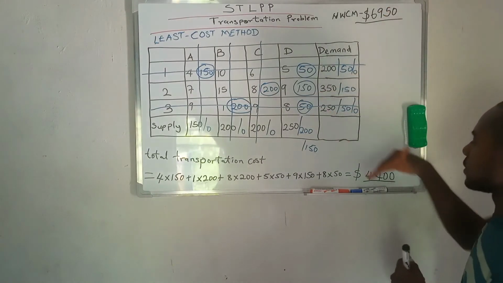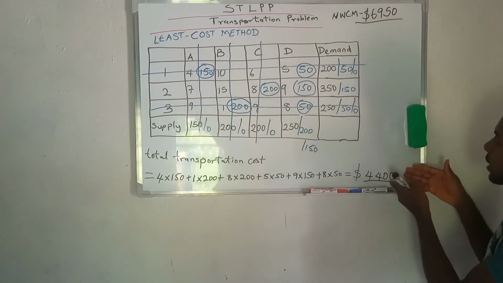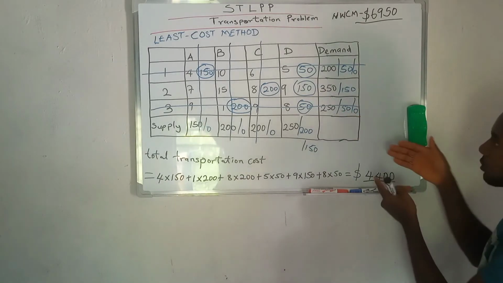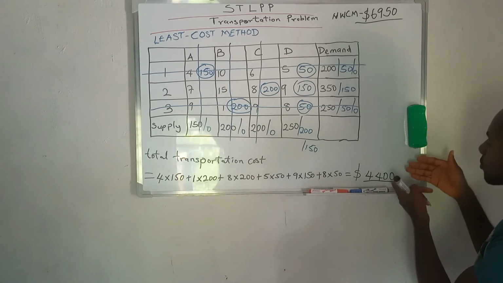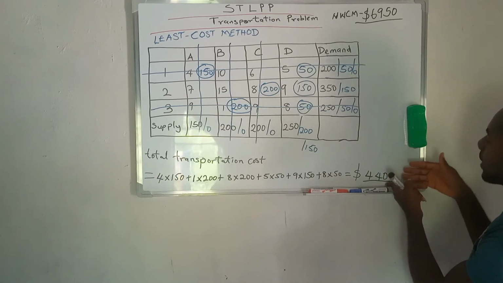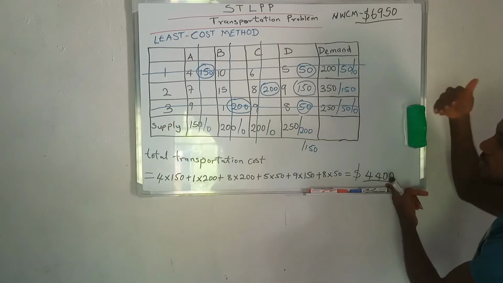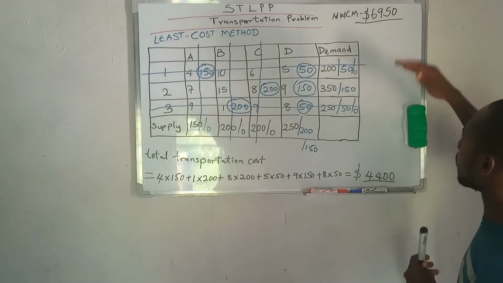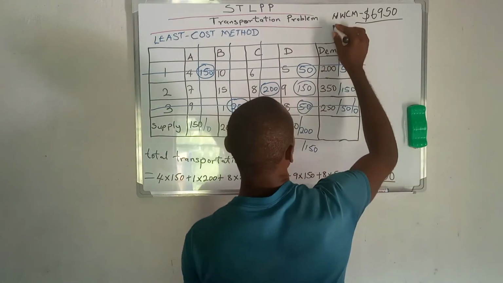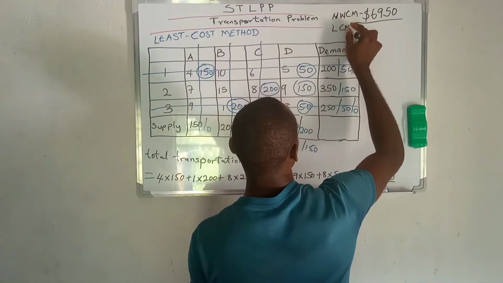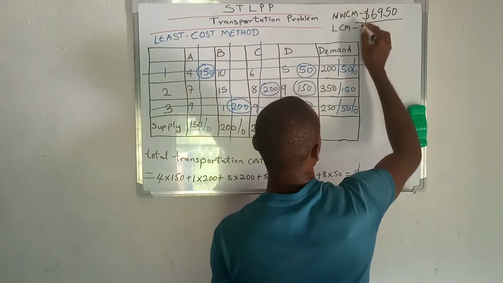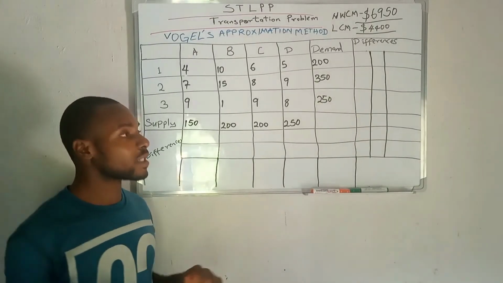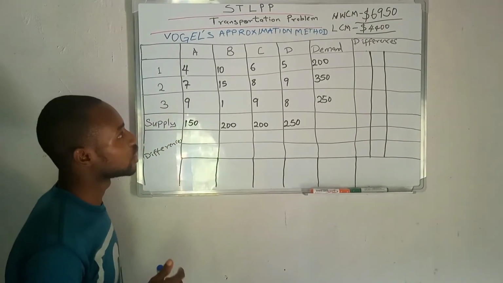So comparing the Northwest Corner method that we used before and this one, we find out that using the least cost method is better in this problem because we are going to spend less if we use the least cost method. So I'm going to write the result I've got up here, 4,400, before we use the Vogel approximation method.